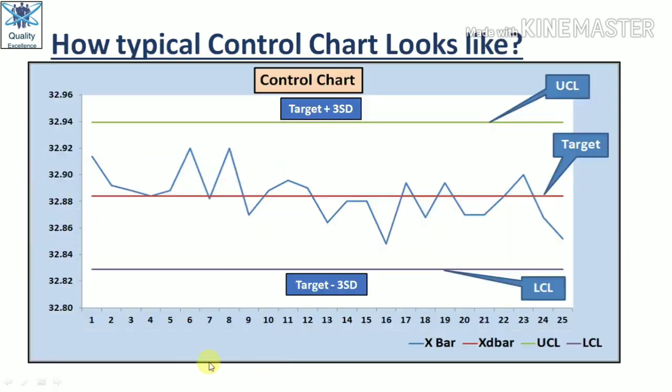This is a typical control chart. All types of control chart will have upper control limit, then a target line, then lower control limit. There will be an x-axis and y-axis, as well as the data plots. For average chart, these will be averages of subgroups, and this line is average of average. So this is a typical control chart, how it looks like.